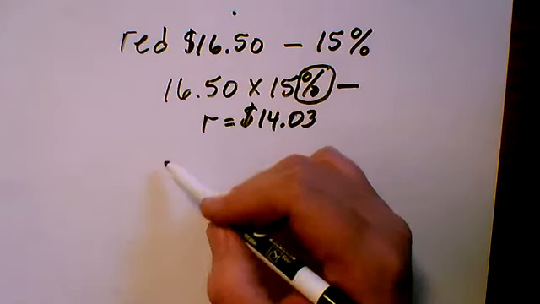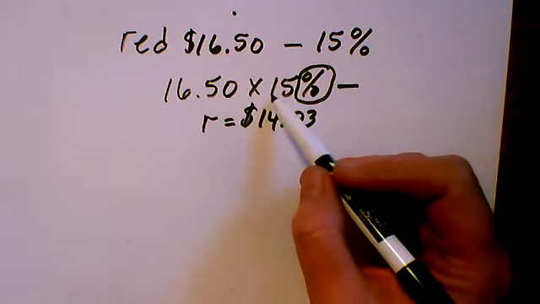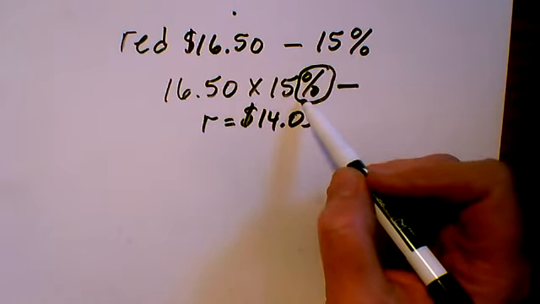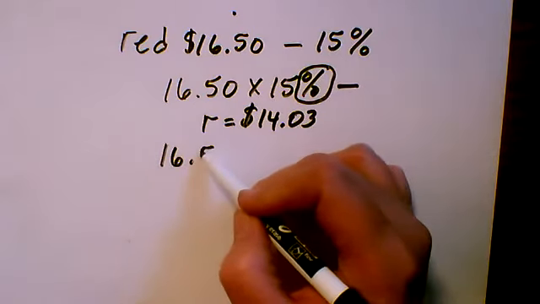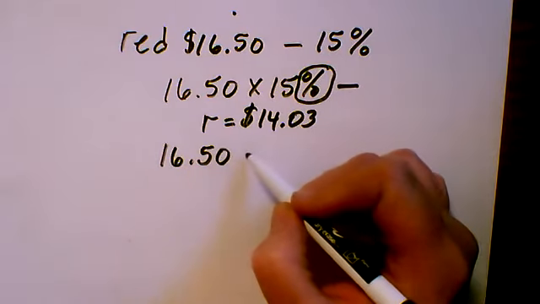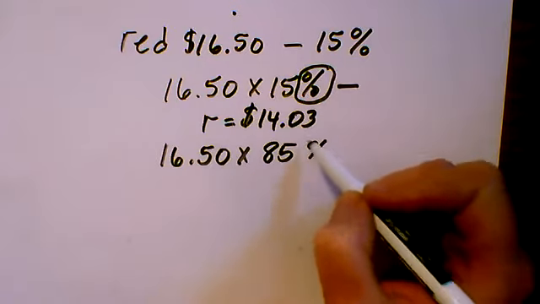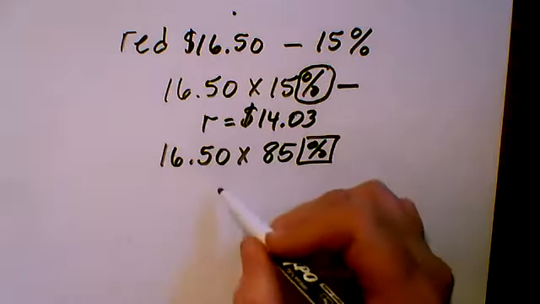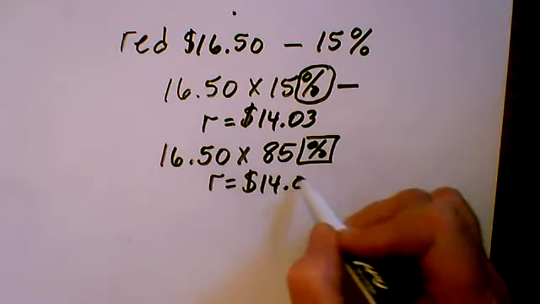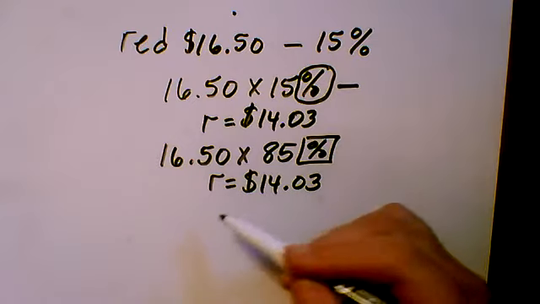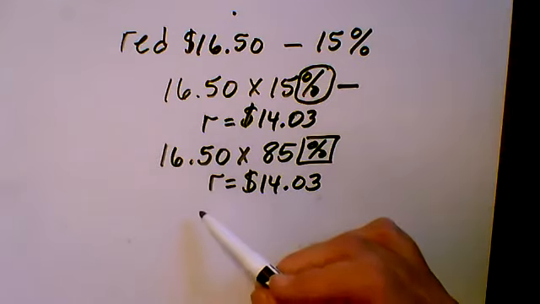$14.03. I think a simpler way of doing this problem is to say, okay, if it's 15% off, that means I'm paying 85%. So then I would do 1650 times 85%, and my answer would still be $14.03.